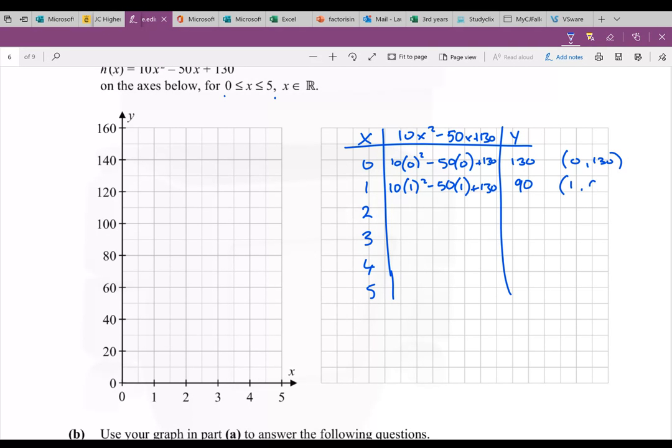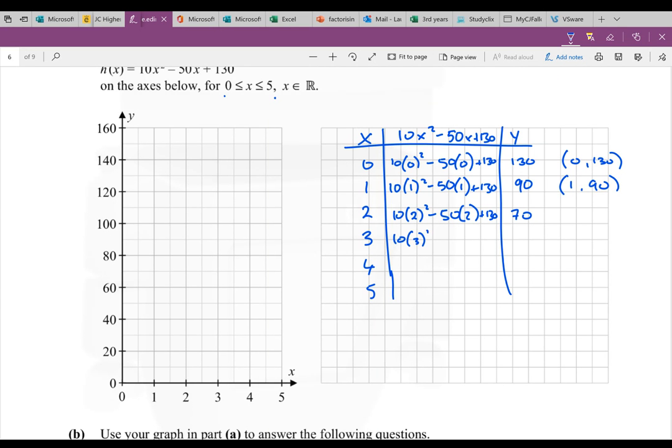Okay, so I'll have 1, 90, then you'll have 2 squared minus 50. So I'm subbing in for x every time the different values down the side. Now remember your indices come first. So this would be 10 times 4, so 40, minus 50 times 2, which is 100, plus 130 is 70. Or you can stick it into your calculator exactly as it is with the brackets.